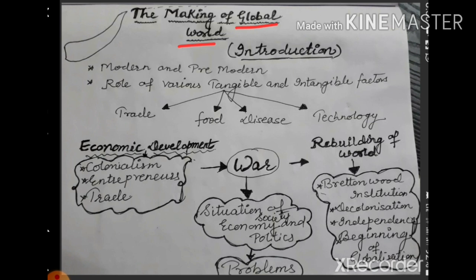Before we start this chapter, one question arises as to which perspectives we want to see this chapter. How did society evolve? Today we are all observing scientific and technical development in the whole world. Now the question arises as to how this development took place. So look at the chapter name, The Making of a Global World.